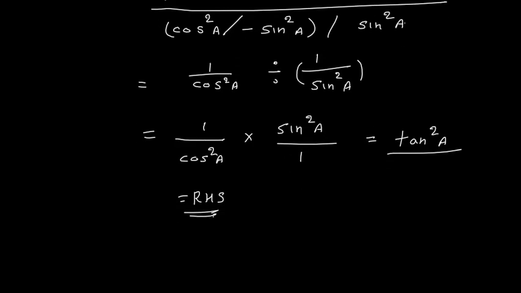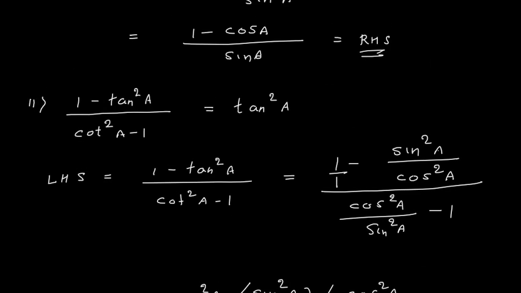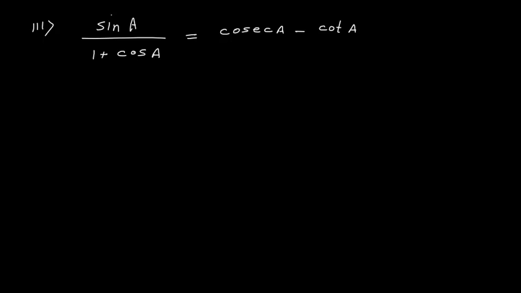Simple. Now let us see the third question. Whenever you feel that things are complicated, better you convert them into sin and cos, then that might help you to solve the problem easily. Now here we have sin A upon 1 plus cos A is equal to cosec A minus cot A. So our left hand side LHS is sin A upon 1 plus cos A. We have to prove that this is cosec A minus cot A.